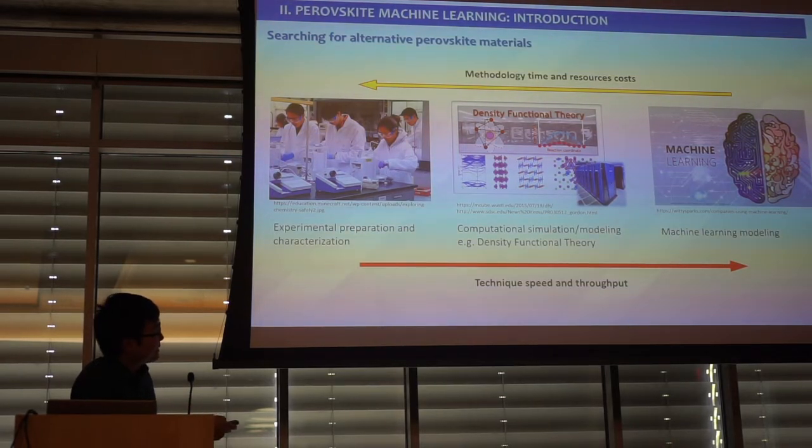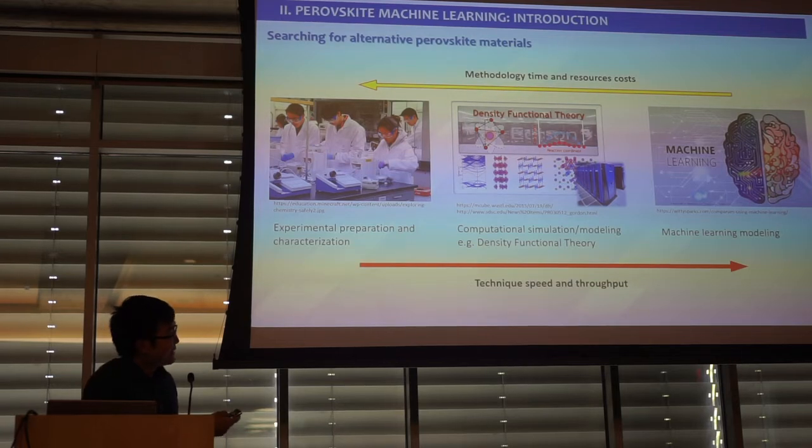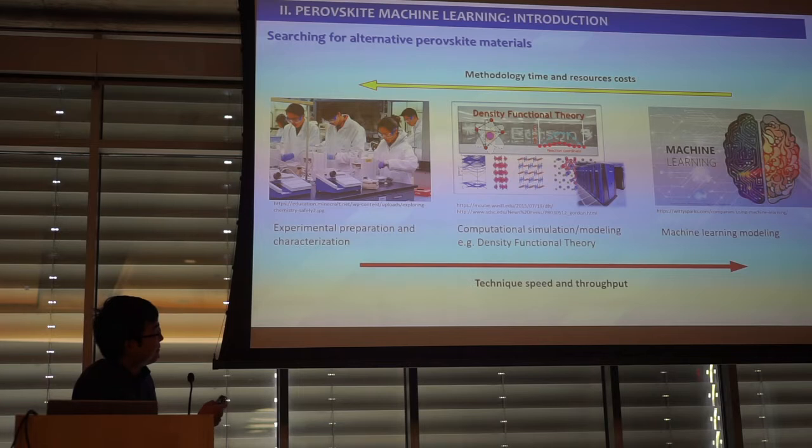However, even with this technique, even though you can simulate potentially thousands of compounds at a time, just by the nature of these calculations, you're often limited by computational resources. And so that leads us to the third approach, which is machine learning modeling.